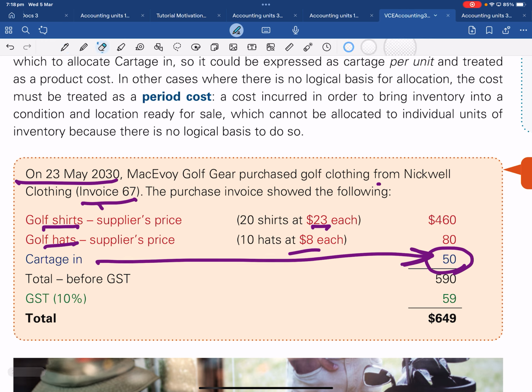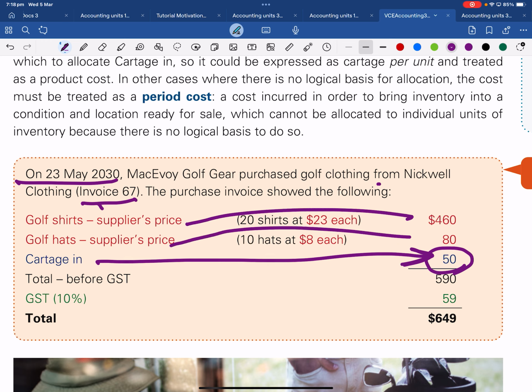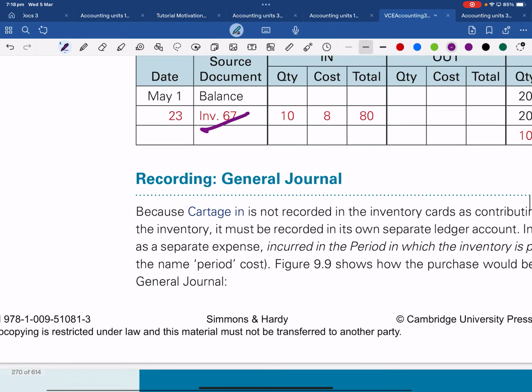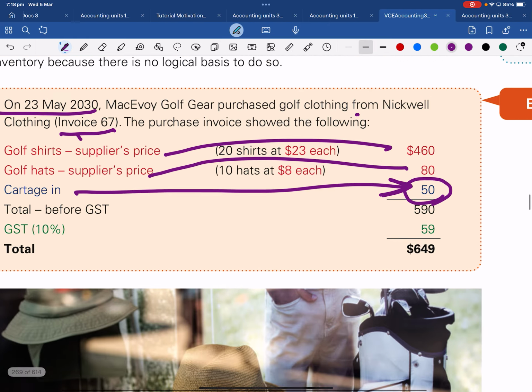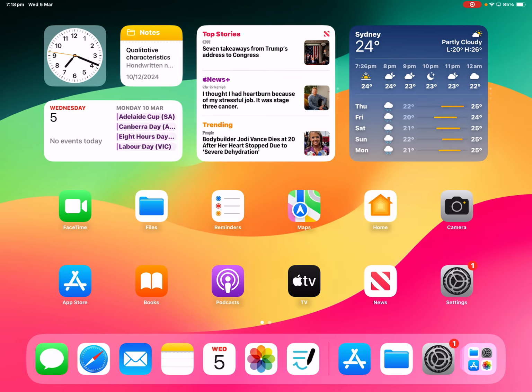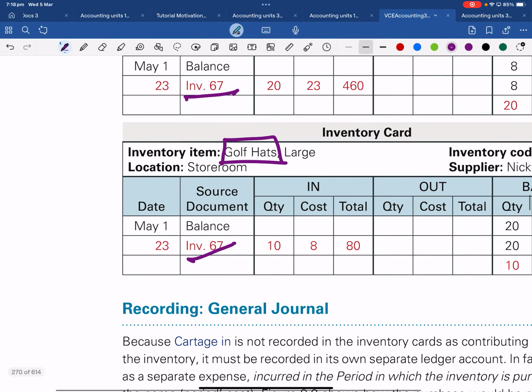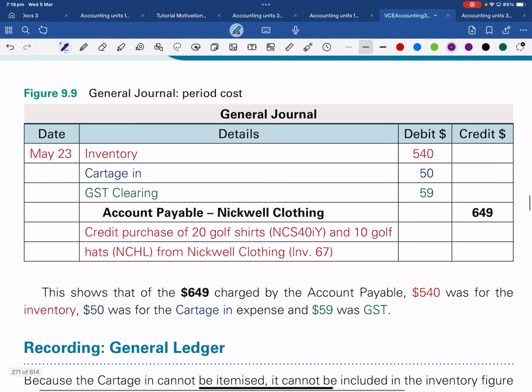Remember I told you the supplier's price or the invoice price will always be identified as a product cost. Supplier's price 460 and hats 80. How much is it together? 460 plus 80 will be 540. We debit the inventory 540. How did we get 540? 460 plus 80, two different inventory.